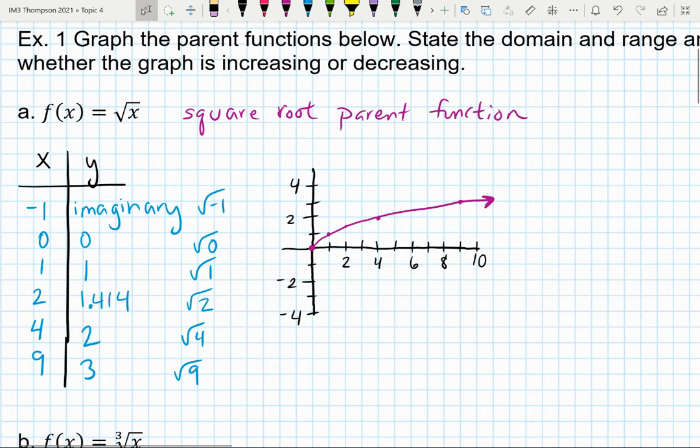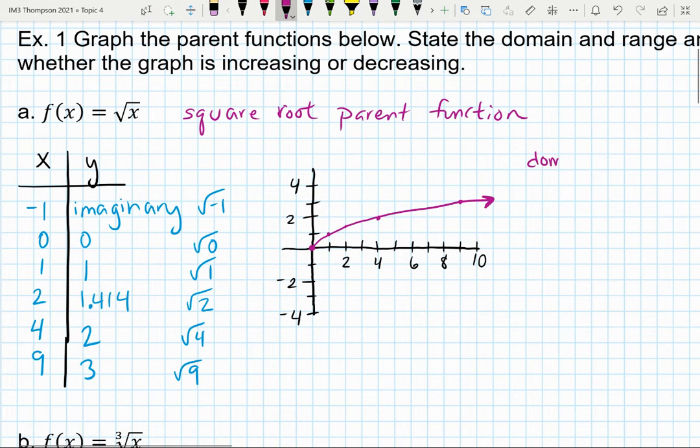The additional parts of this prompt ask me to state the domain, the range, and whether the graph is increasing or decreasing. So looking at domain, these are all the possible x values. As I look to the graph to the left, it does not continue forever. It actually hits 0 and does not exist on the left-hand side. And then it does continue on the right-hand side forever. So when we're talking domain, we're talking left and right, it starts at 0 and goes to positive infinity.